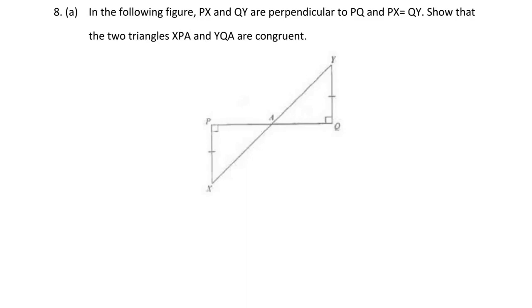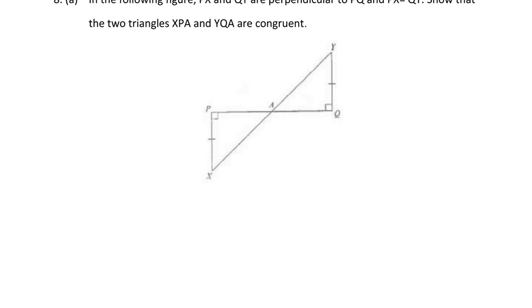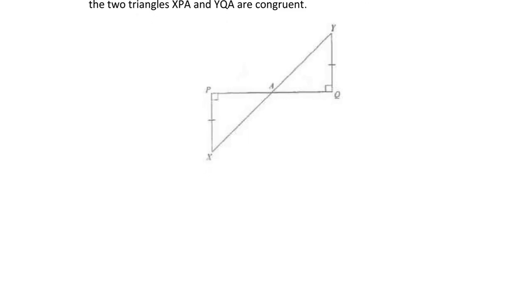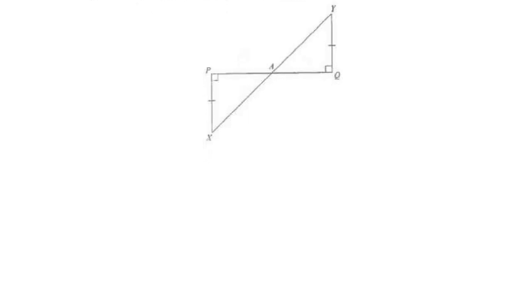Question number 8, part A. In the following figure, Px and Qy are perpendicular to PQ, and Px equals to Qy. We are supposed to show that the two triangles XPA and YQA are congruent. Okay, so from the figure, angle XPA equals to angle YQA because both have 90 degrees.